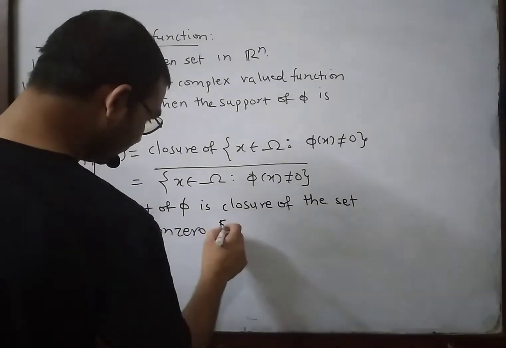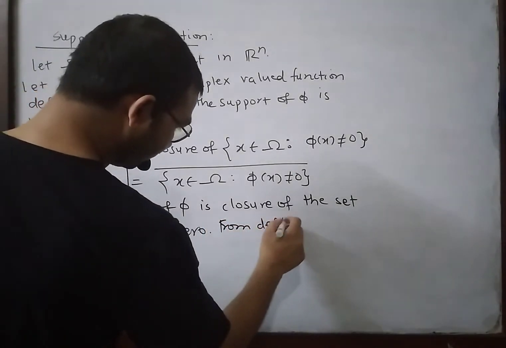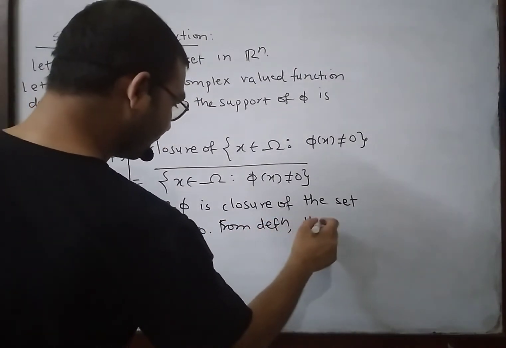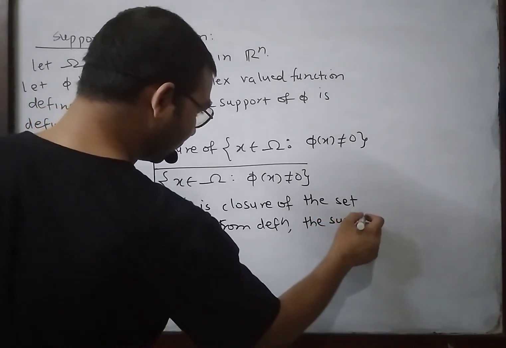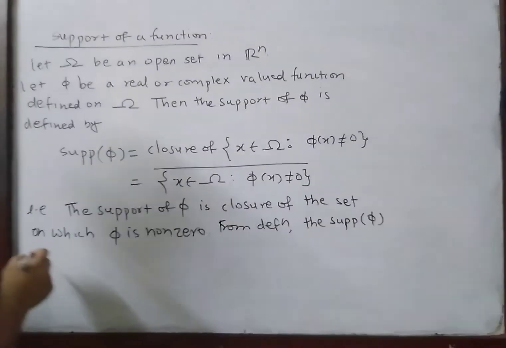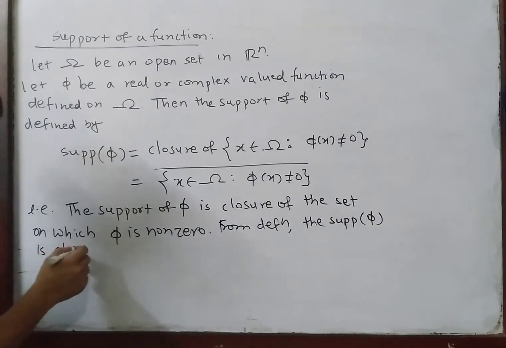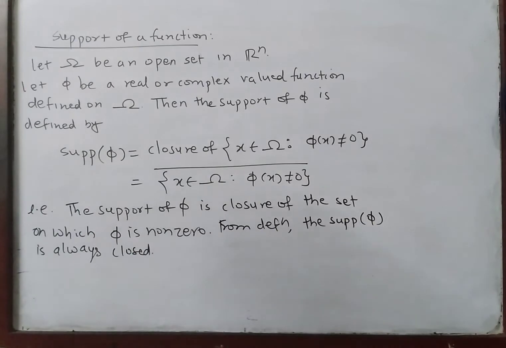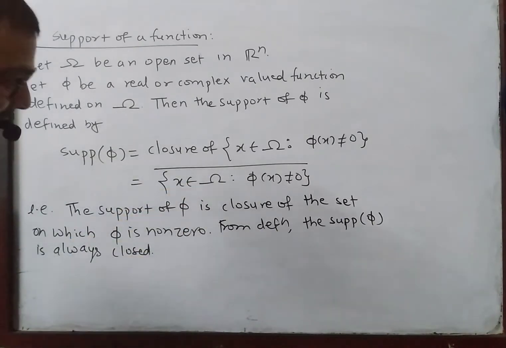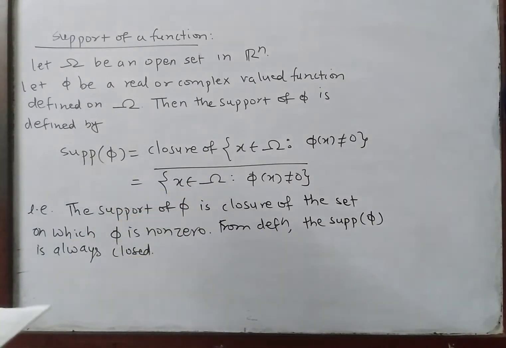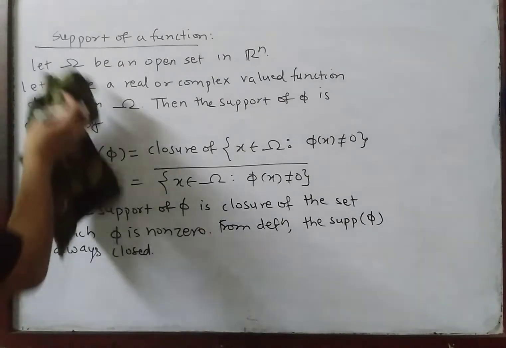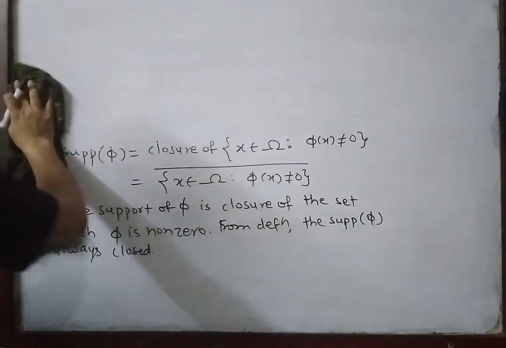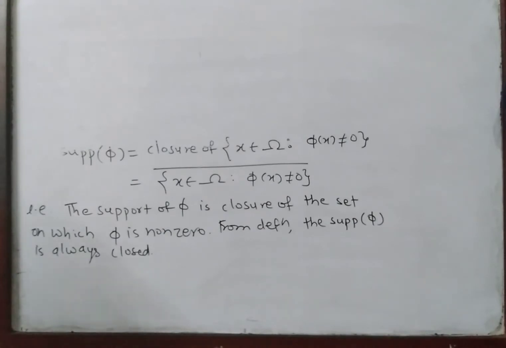And from the definition, the support of phi is always closed because it is the closure of some set, and closure of some set is always closed. Closure is always closed. Now we are going to discuss some examples of support of phi.